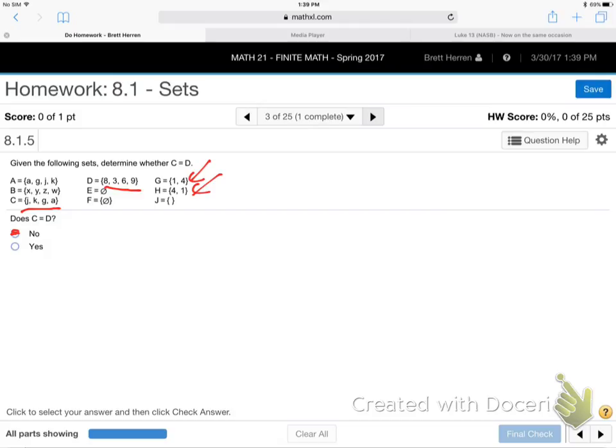J and, oh yeah, F. That's a weird one, too. They're being so tricky. Yeah. J. Technically, E and J are the same.